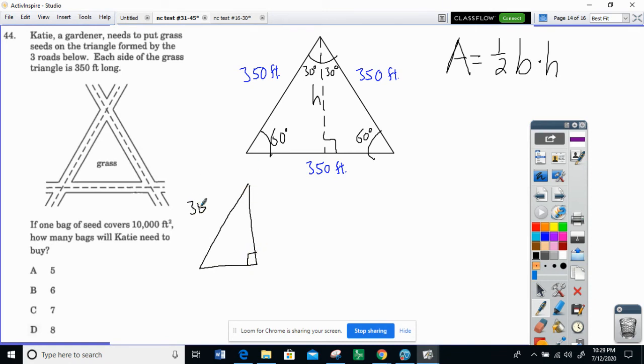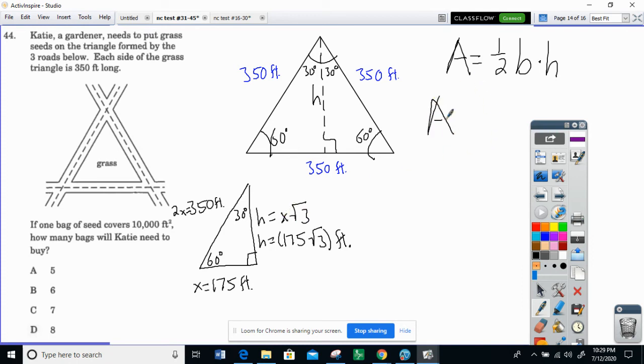So the hypotenuse is going to be 350 feet. Across from the 30-degree angle is going to be half of that, 175 feet. We want to know what the height is, which is across from the 60-degree angle, which we label x times the square root of 3, if across from the 90-degree angle is 2x and across from the 30-degree angle is x. Well, the height then is going to equal 175 times the square root of 3 feet. We just substitute 175 for x.